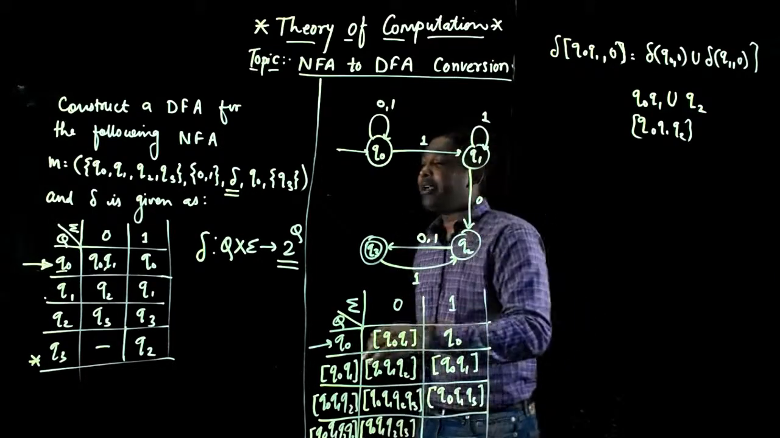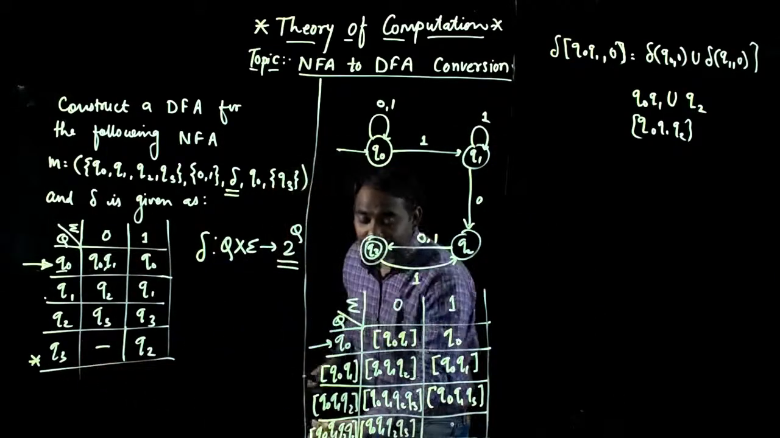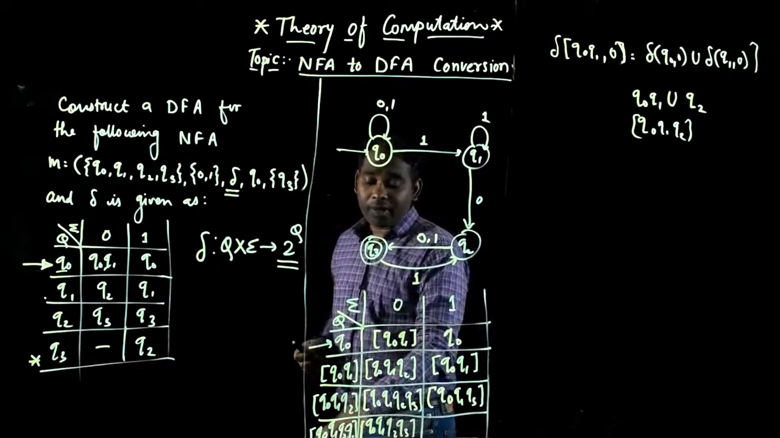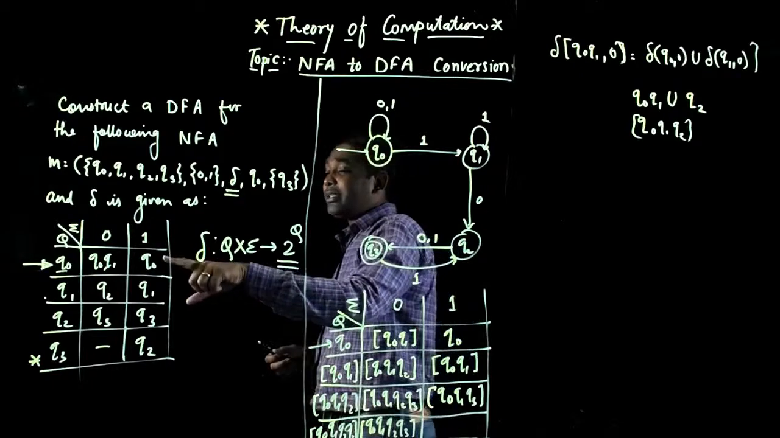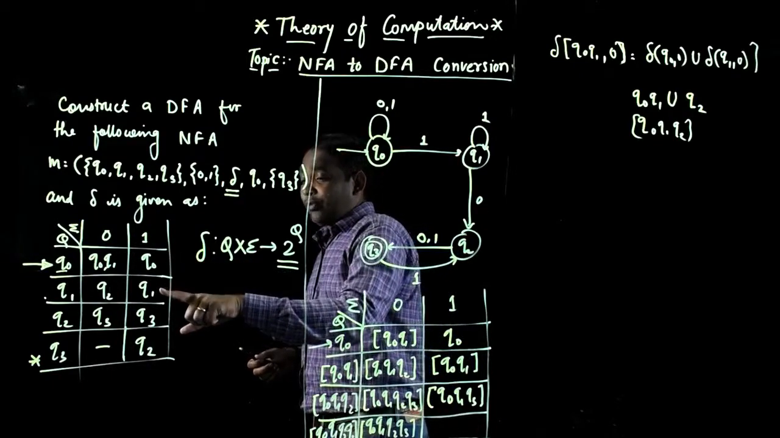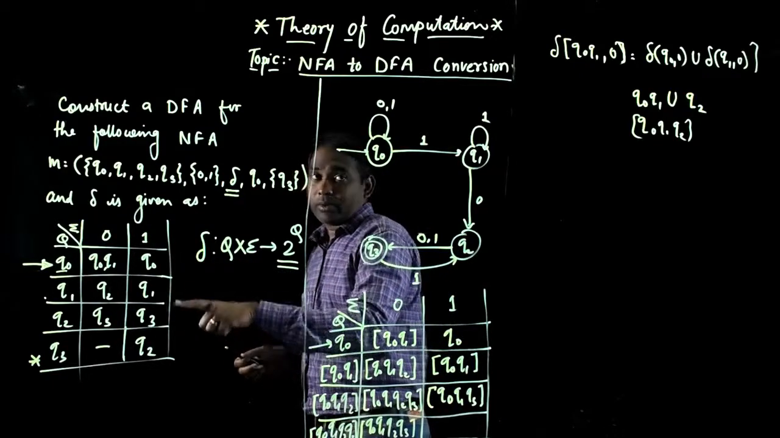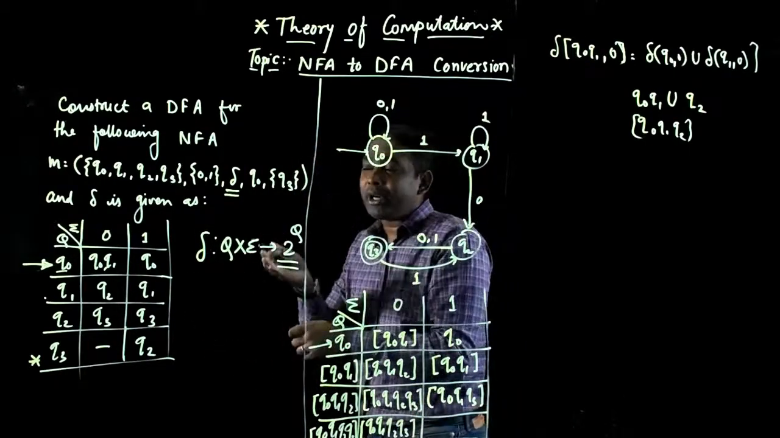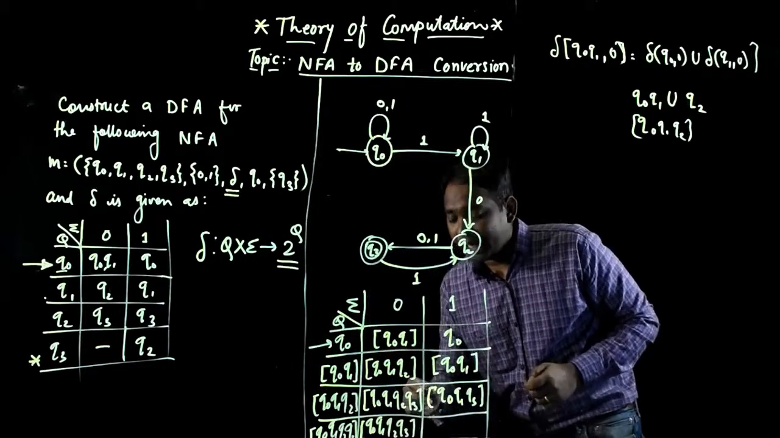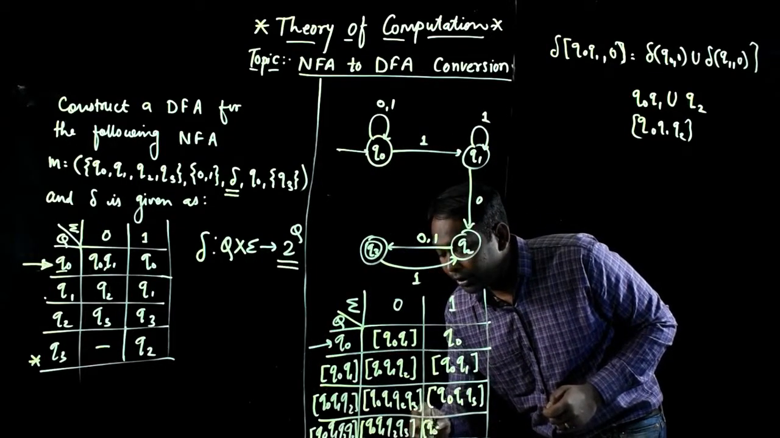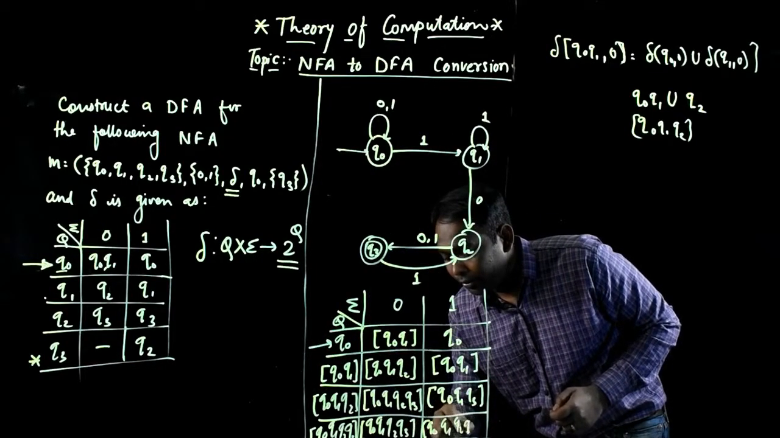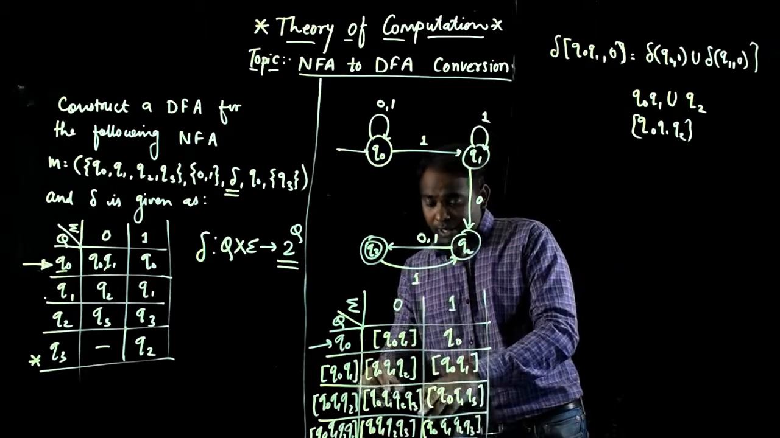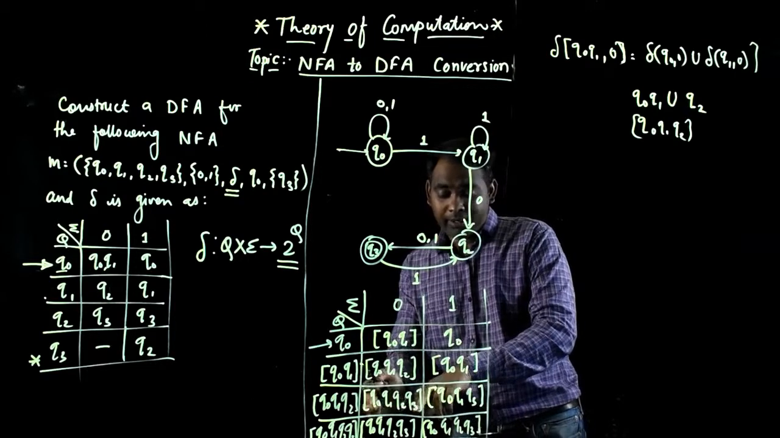Right. On 1, where does it go? I am going to consider all four states because this is my new state. So I need to find out the transition on 1 from Q0, Q1, Q2 and Q3. It says Q0, Q1, Q3 and Q2, right? That means it contains all four states. So I will perform the union operation, I will club together, and the new state I am going to get is Q0, Q1, Q2 and Q3. Done.